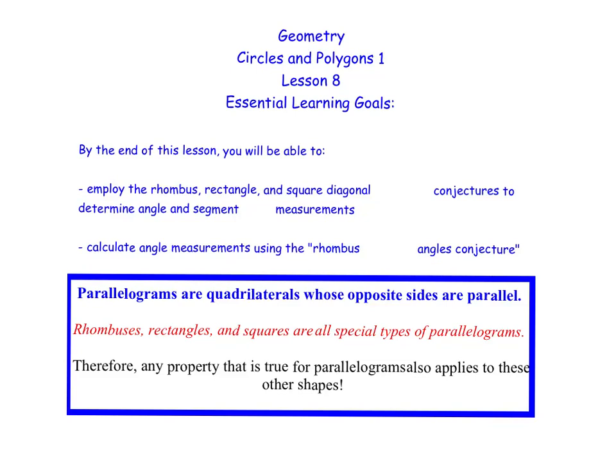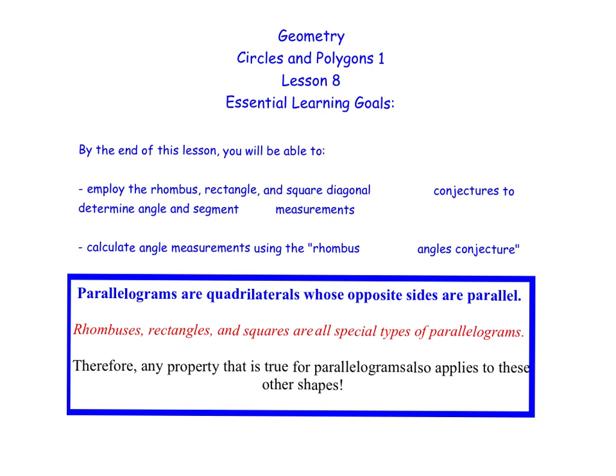All right, geometry, circles and polygons 1. This is Unit 4, Lesson 8, last lesson of this chapter. By the end of the lesson, we're going to employ conjectures on the rhombus, rectangle, and square for their diagonals to find angle and segment measurements, as well as calculate angle measurements using the rhombus angles conjecture.